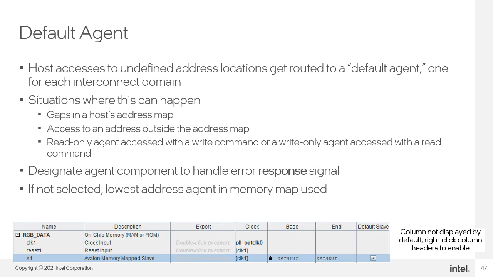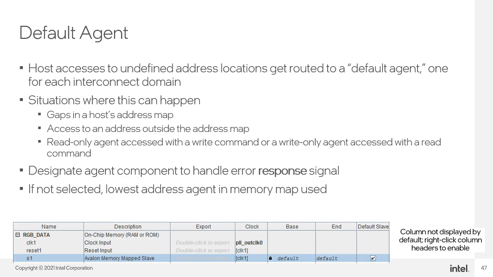If a host tries to access an undefined address location, the read or write command is routed to what's referred to as a default agent. This can happen if there are gaps in the host's address map, if the host accesses an address outside its address map, or if the host tries to perform a write on a read-only agent, or vice versa. The default agent is an agent in the host's address map designated to respond in these situations. The default agent is the lowest address agent in the host's memory map if it is not explicitly specified.